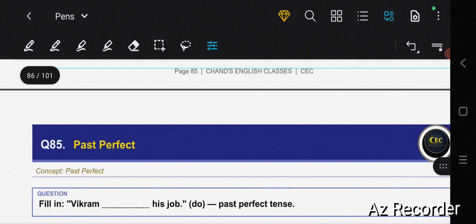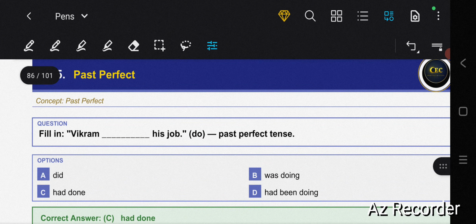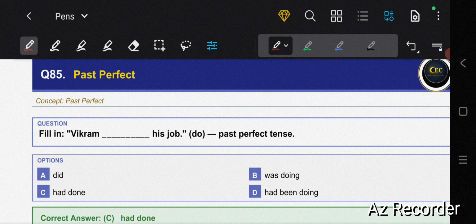Question number 85, past perfect. Bikram does his job. Did. Yes, this is not the perfect structure. Was doing, it's past continuous. Had been doing, it's past perfect continuous. And past perfect is had plus V3. Okay, so this one is the correct option.